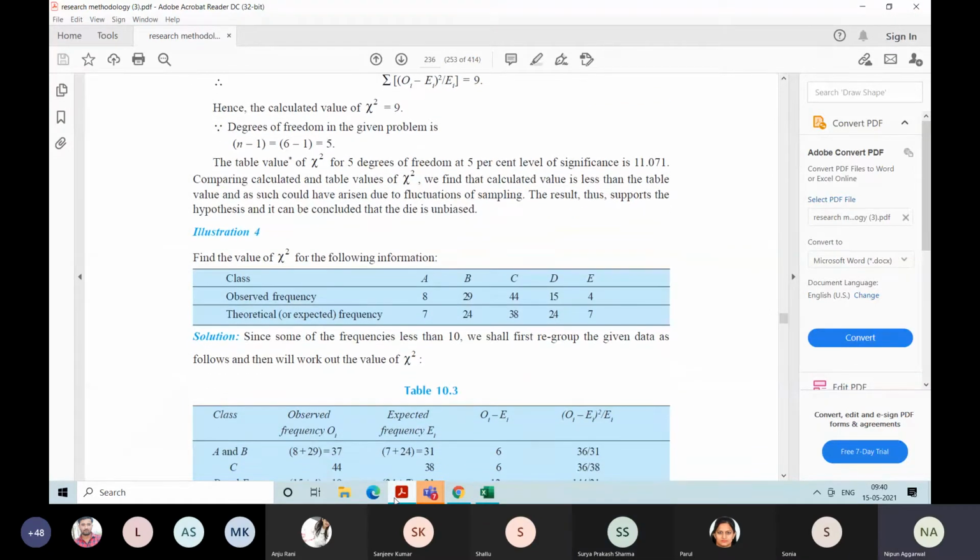Clear. So the next question is saying find the chi-square for the following information. There will be 5 classes A, B, C, D and observed frequencies are 429, 44, 15, 14 and 4, and theoretical frequencies are also given. In the previous case, we calculated the expected.